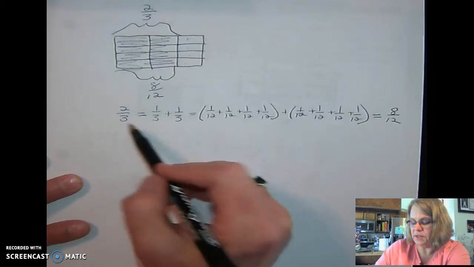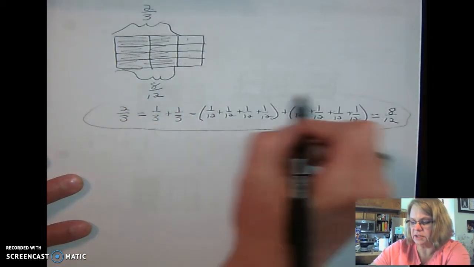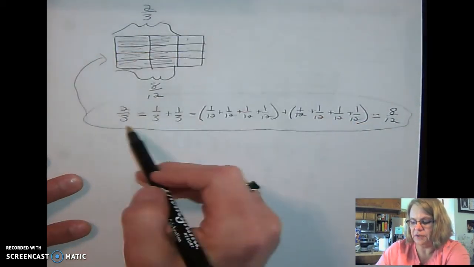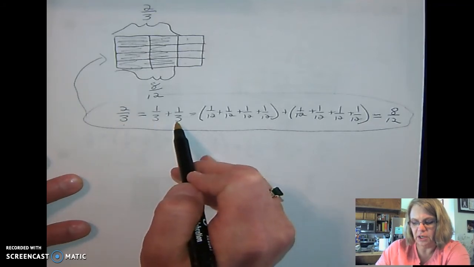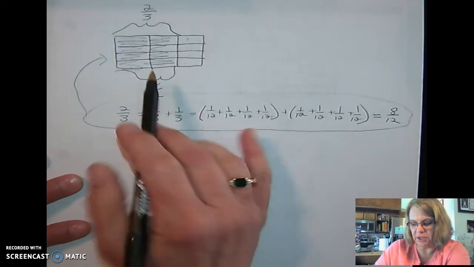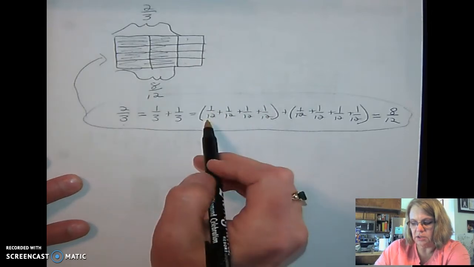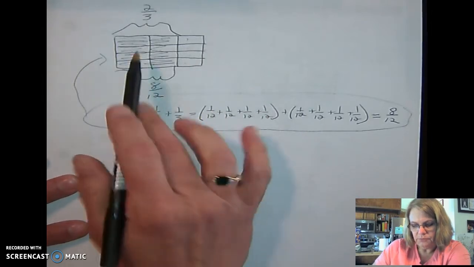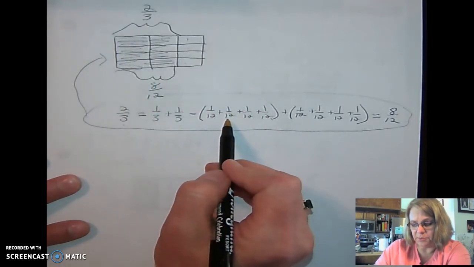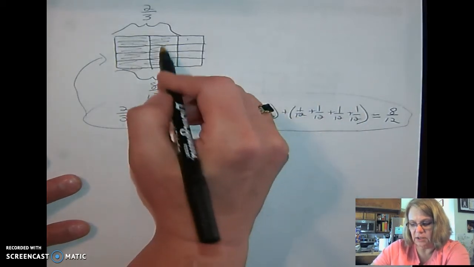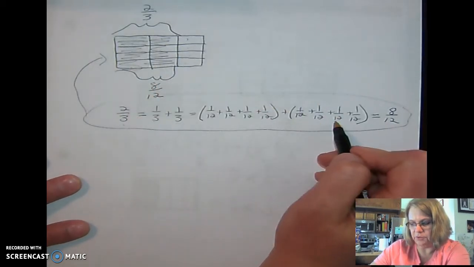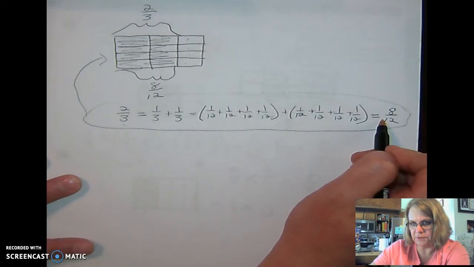Okay. So this sentence shows what I did here. First we started with 2/3. 2/3 equals 1/3 plus 1/3. Then we changed it into twelfths by drawing the lines across. So we had the 1/3, which equaled 1/12 plus 1/12 plus 1/12 plus 1/12, plus another 4 of them, 1/12, 1/12, 1/12, 1/12, which equals 8/12.